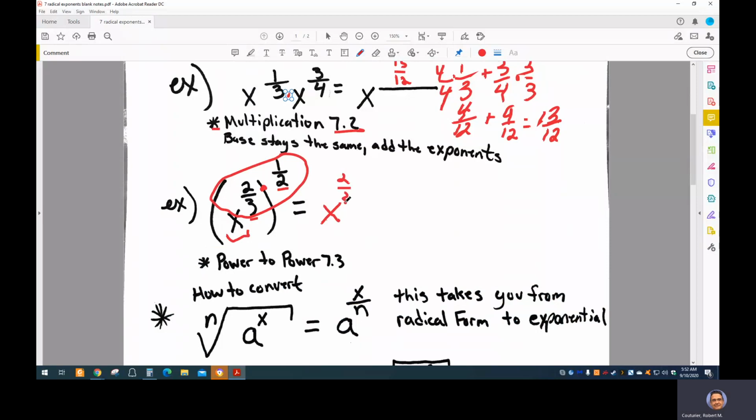2 over 3 times 1/2. All we do is multiply the numerators, multiply the denominators, and simplify if we have to. So this is 2 over 6. This can reduce. 2 goes into 2 once. 2 goes into 6 3 times. So our total answer is x to the 1/3 power.